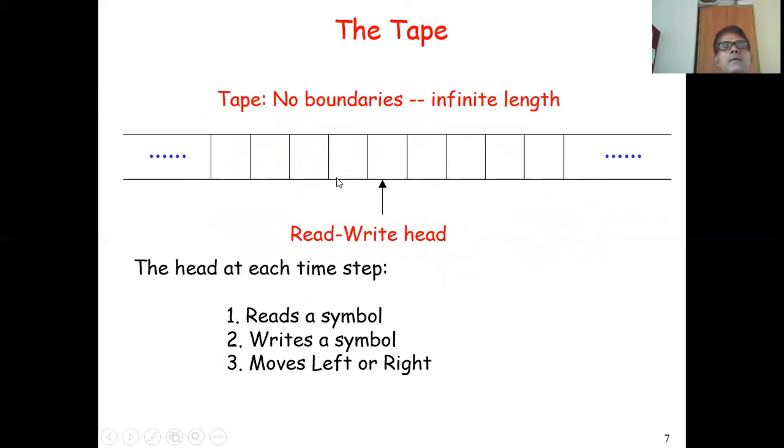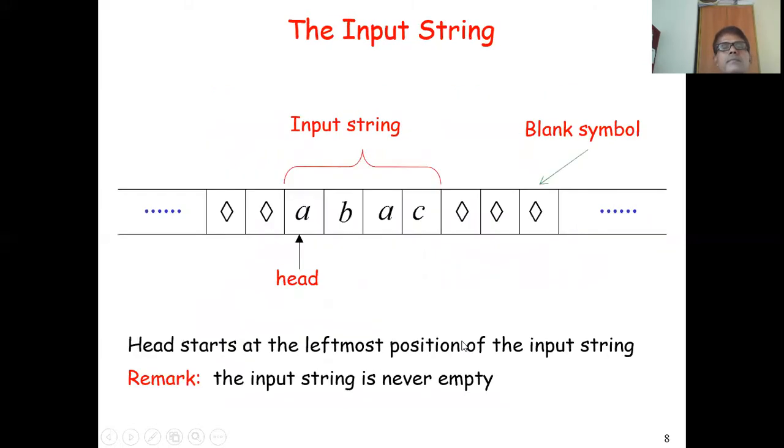So this is the tape with infinite length with no boundaries, and the read-write head pointing to the tape. At each time, it will do three things: read a symbol from the tape, write a symbol onto the tape, and move left or right.